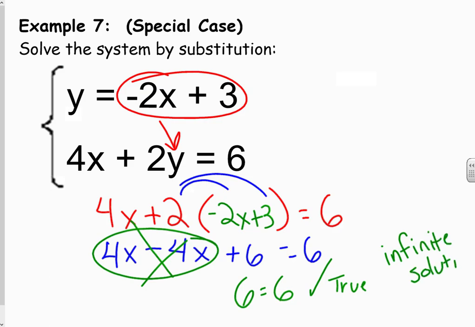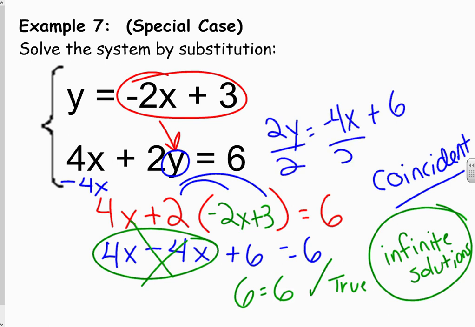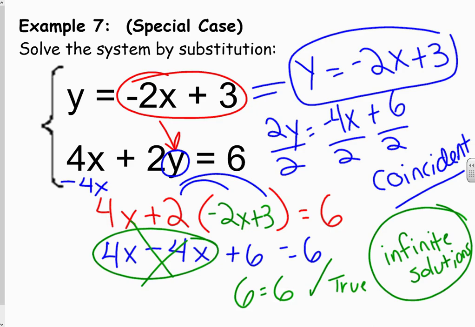And the reason why we have infinite solutions, think about what kind of line has infinite solutions: parallel, coincident, perpendicular, IB and P. They are coincident. And that means they're the exact same line. Now watch this. I'm going to solve this for y. 2y equals negative 4x plus 6. Divide by 2. Y equals negative 2x plus 3. What do you notice about those two lines? They're exactly the same. So that's why they're coincident.